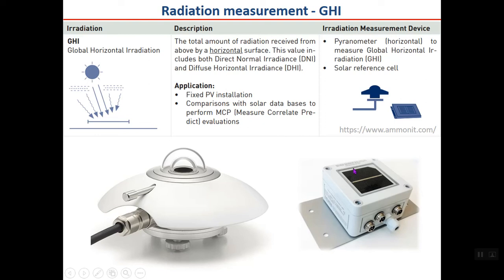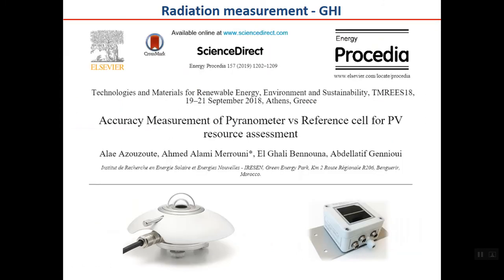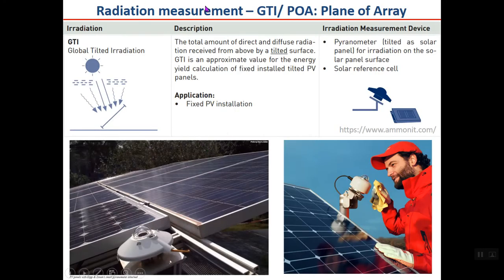There are also other sensors which are named solar reference cells. These are actually a simple solar cell, as you can see. There are differences between the two, but in general this is much more accurate, especially for research work. But if you want to know more about the differences between the pyranometer and a reference cell, there's a good paper you can see here. The topic is accuracy measurement of pyranometer versus reference cell for PV resource assessment. The next measurement is GTI, which is global tilted irradiation. As you can see, it is the total amount of direct and diffuse radiation, again like the previous one, but received by a tilted surface.